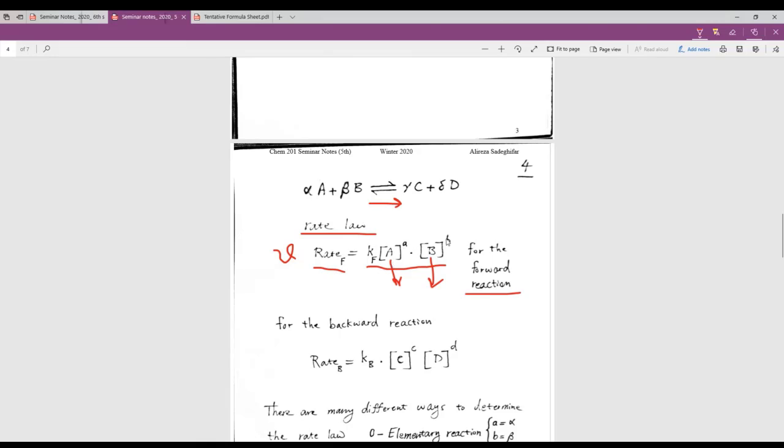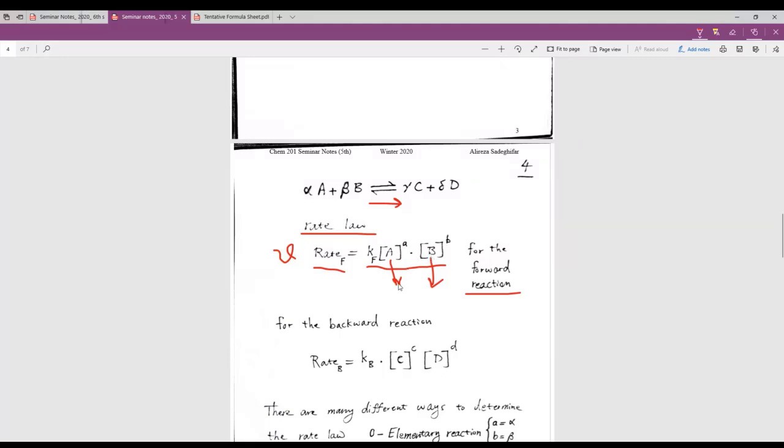A is the concentration of A, of course. And what are the exponents a and b here? These show the concentration dependence of the general rate. And of course these concentrations are always the concentrations of the reactants.